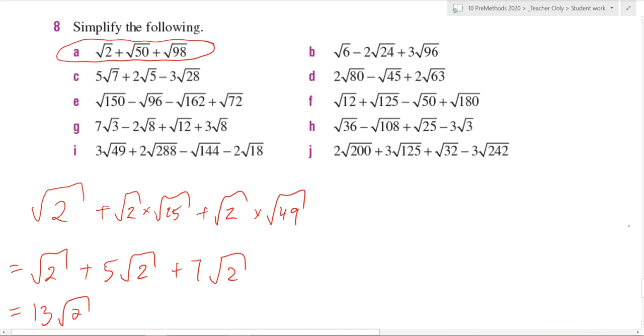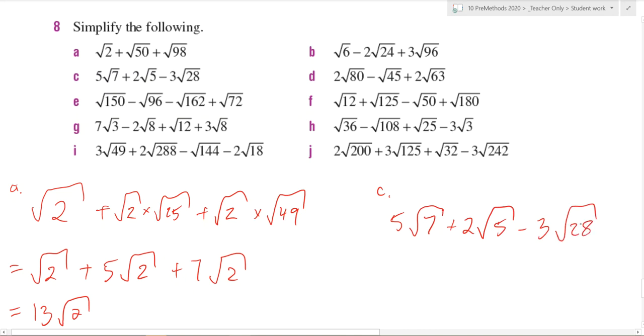Alright, so let's have a go at another one. Let's do C. That was A, this is C. We've got 5 square root 7 plus 2 square root 5 minus 3 square root 28. Square root 7, you can't simplify that. Square root 5, you can't simplify that. Square root 28, I know it has a 4 in it. So square root 28 is square root 4 times 7.